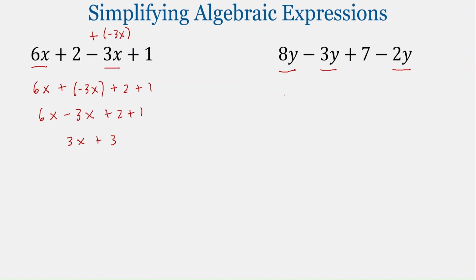Let's go ahead and reorder these, getting our like terms together. And I'm going to skip this conversion from addition of the negative and then back to subtraction. So this is 8y minus 3y. There's no change in order there. Now I'll bring the negative 2y, plus a negative, or minus 2y, and then plus 7.